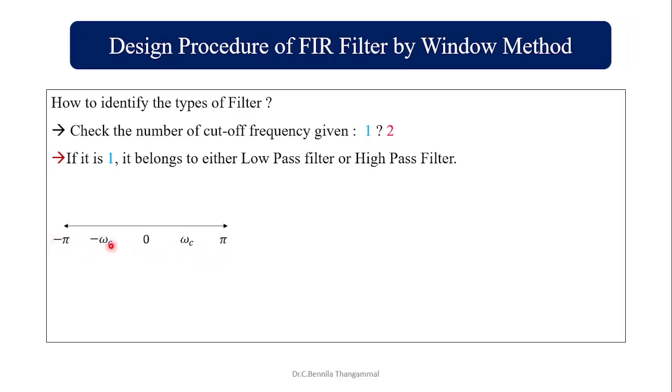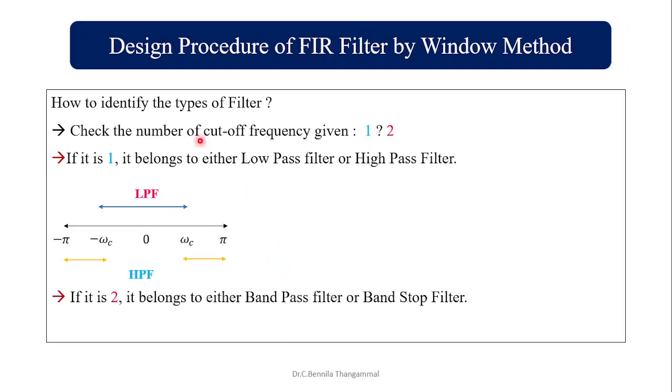If your desired frequency response has a value in the range minus omega c to plus omega c, then it belongs to a low pass filter. If it has a value in the range minus pi to minus omega c and omega c to pi, then it is called a high pass filter. If it has 2 cutoff frequencies, then it belongs to either a band pass or band stop filter. Here 0 to pi will have omega c1 to omega c2, and 0 to minus pi will have minus omega c1 to minus omega c2.